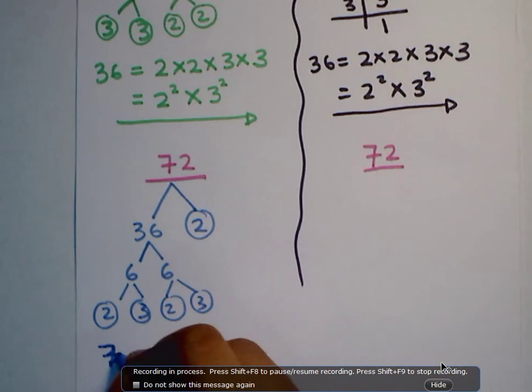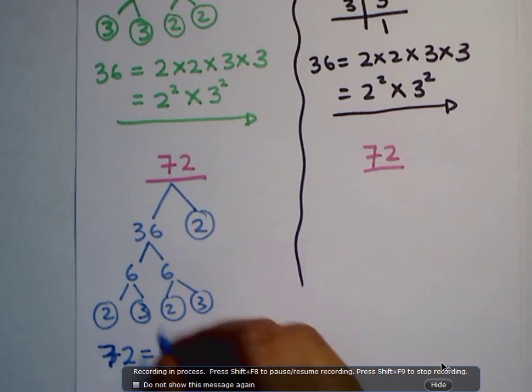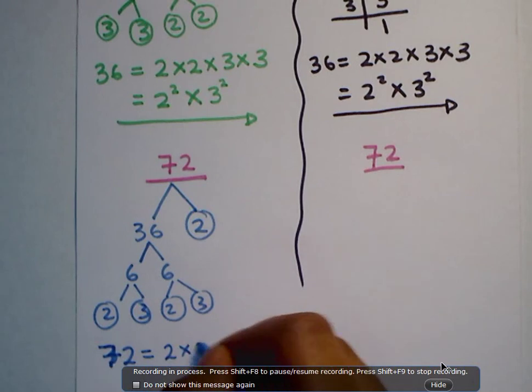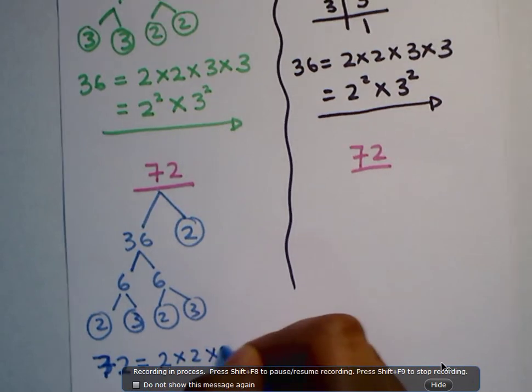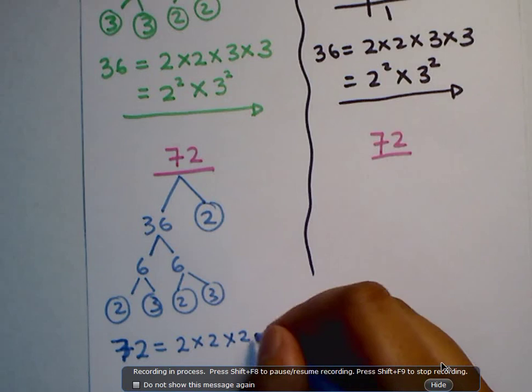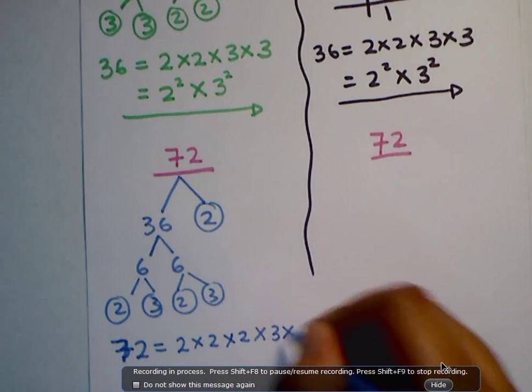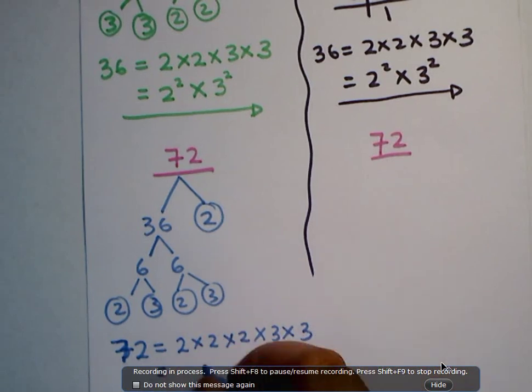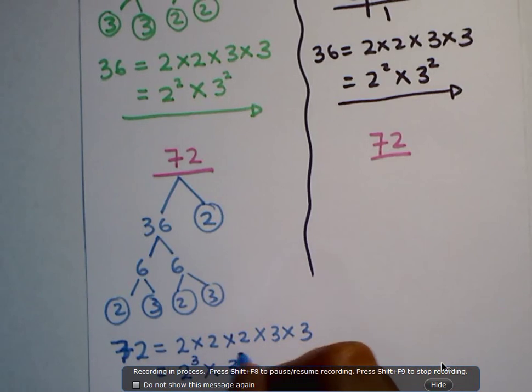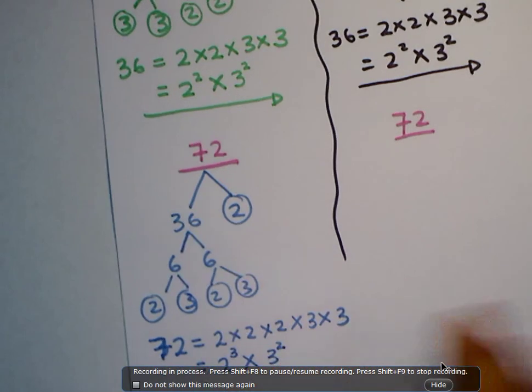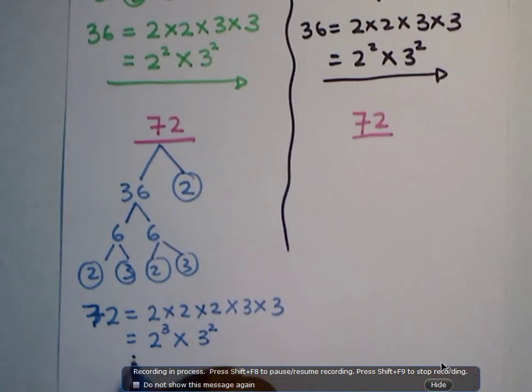So finally, 72 is made up of, we start with the smaller numbers, so 2 times 2 times 2, and then we go to the next bigger number, which is 3, and another 3. So how many 2's do I have? 3 2's. So 2 to the power of 3. How many 3's do I have? 2. So 3 to the power of 2. And that's my answer.